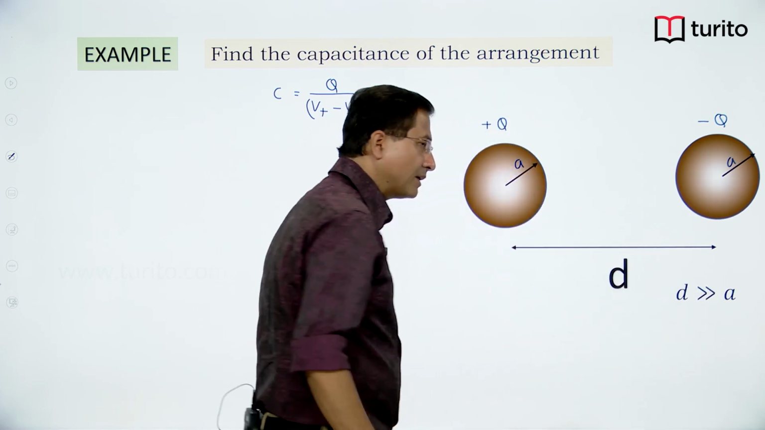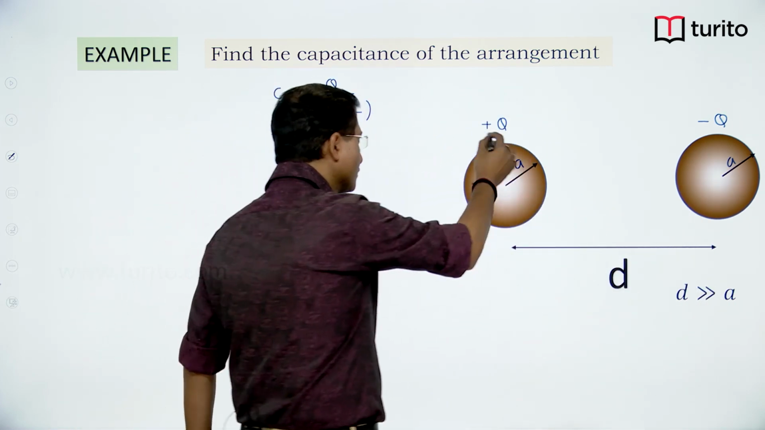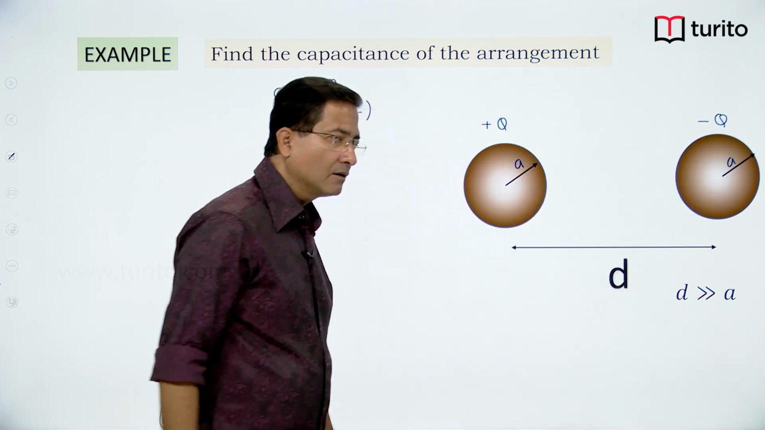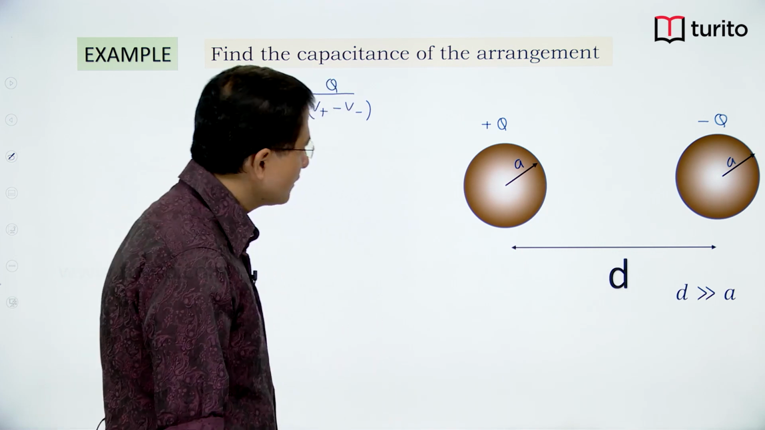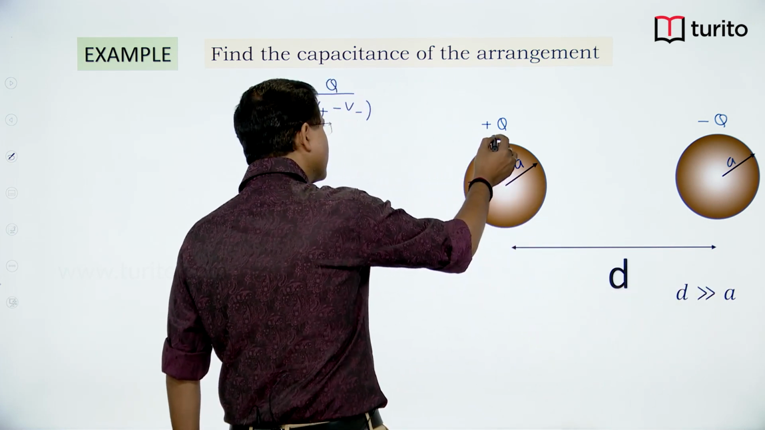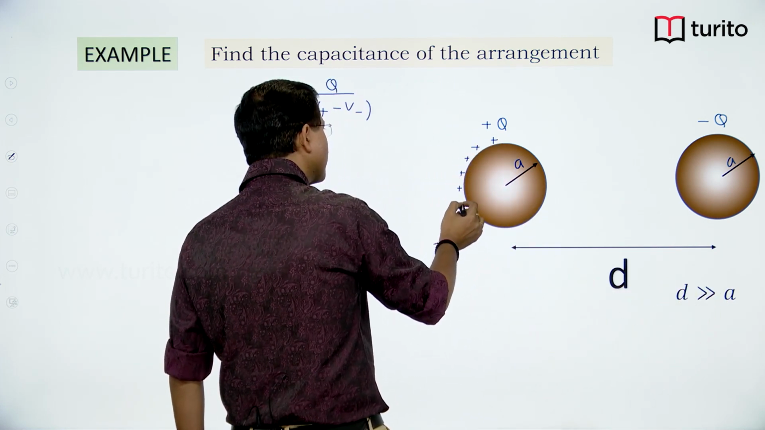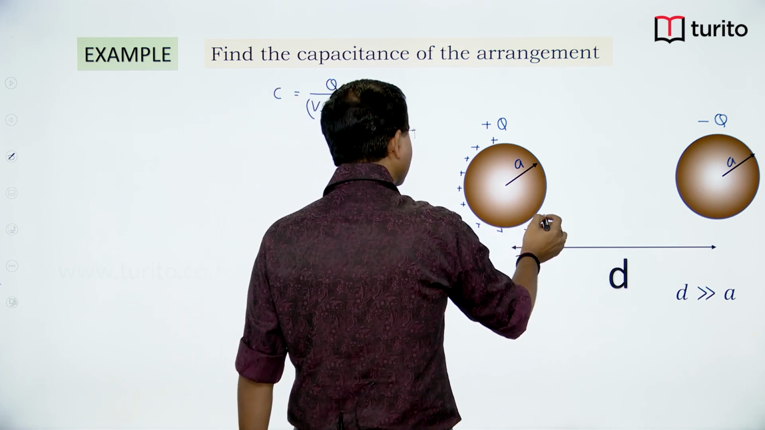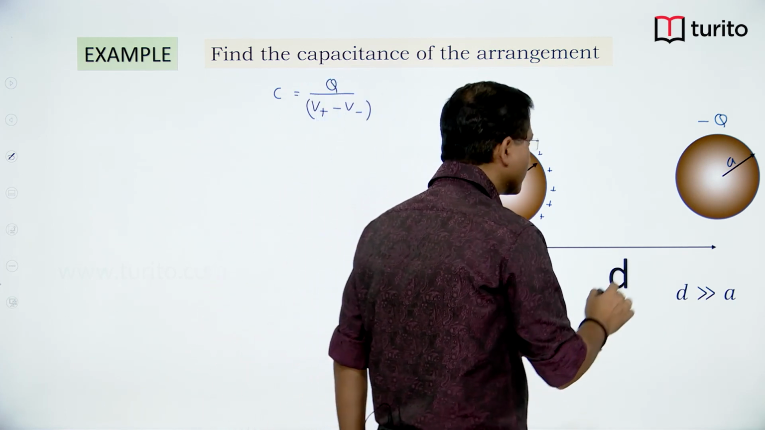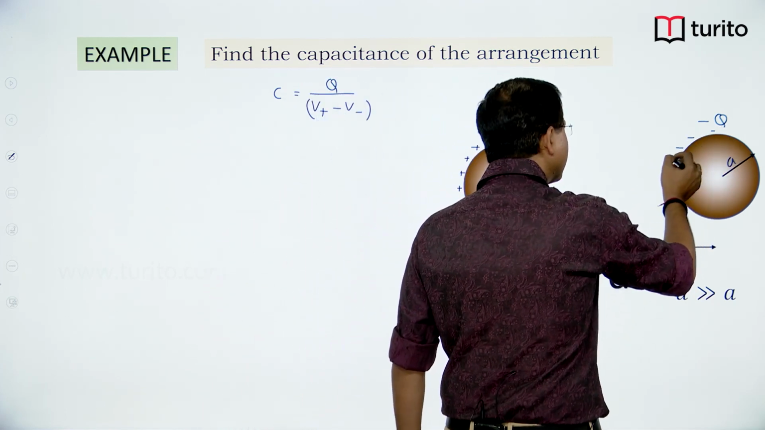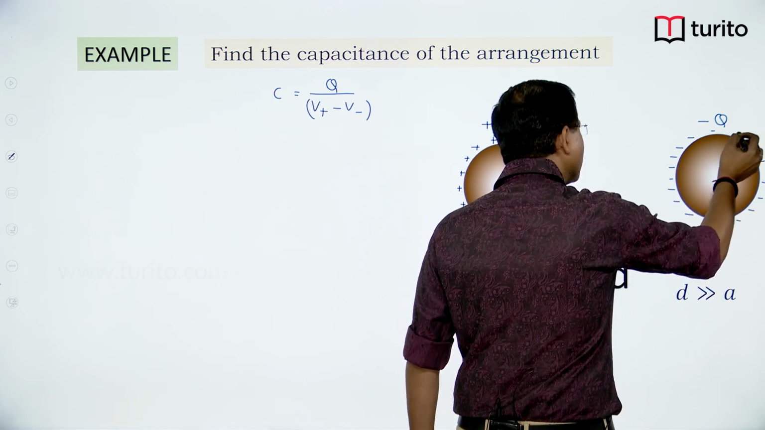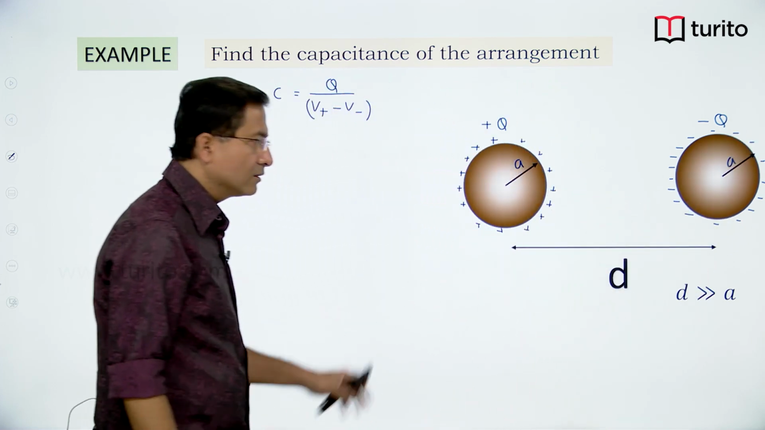As the separation between them is very large, the distribution of this charge over the surface here and over the surface here will remain uniform, right. So, this charge will get uniformly distributed as d is very large as compared to a. So, this will get uniformly distributed this way, and here you will get negatively charged particles on the surface which are uniformly distributed.